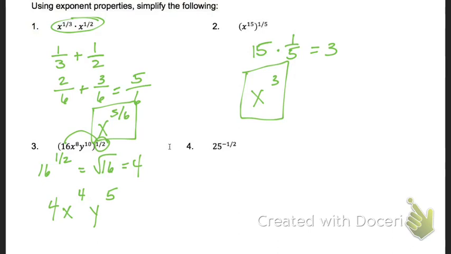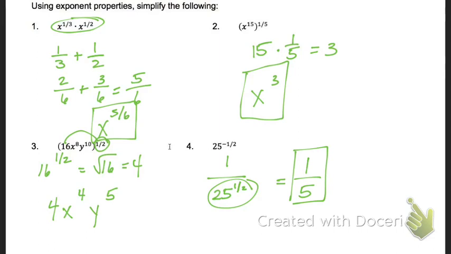Okay, this one. I have a negative fraction exponent. So it's like doing 1 over 25 to the 1/2. This 25 to the 1/2 becomes what? 5. So 1/5. So a negative exponent does not mean a negative number. It means flipping it to the bottom.